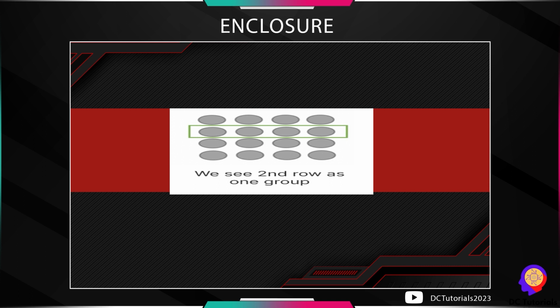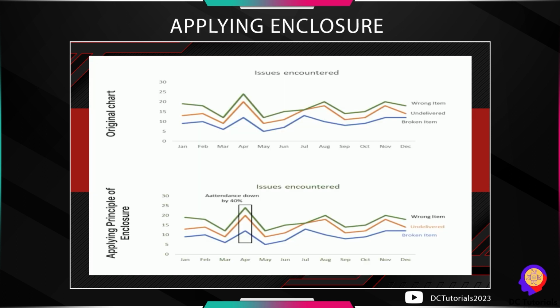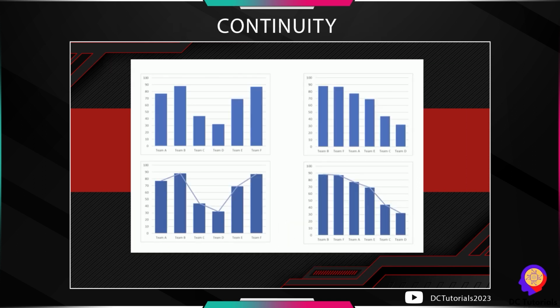Applying this principle to our chart, boxing the April data, our attention will be drawn easily to the boxed information. And adding some insights there, it will lead your audience to where you want them to focus on. Next one is the principle of continuity.